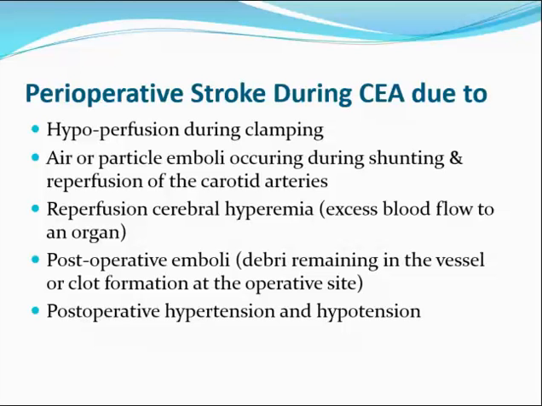We can also have air or particle emboli occurring during shunting. The wall of the artery during shunting, we'll talk about what shunting is later on, can be scratched and emboli can go up through the shunt to the brain. Emboli just means solid particles that are not dissolved. And they can cause a stroke because they're going to land someplace and occlude some artery.